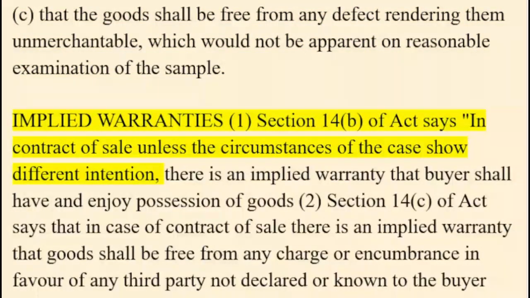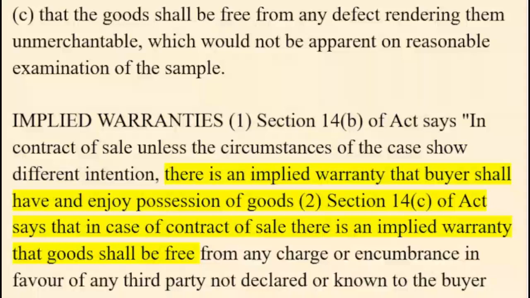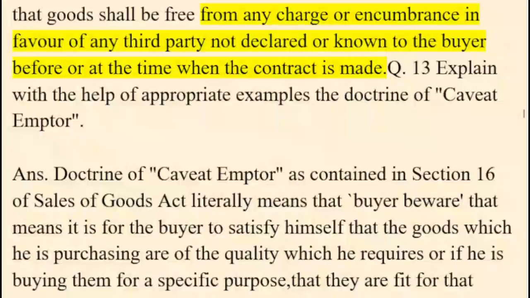Implied warranties. 1. Section 14(b) of the Act says, in a contract of sale, unless the circumstances of the case show a different intention, there is an implied warranty that the buyer shall have and enjoy possession of the goods. 2. Section 14(c) of the Act says that in a contract of sale, there is an implied warranty that the goods shall be free from any charge or encumbrance in favor of any third party not declared or known to the buyer before or at the time when the contract is made.